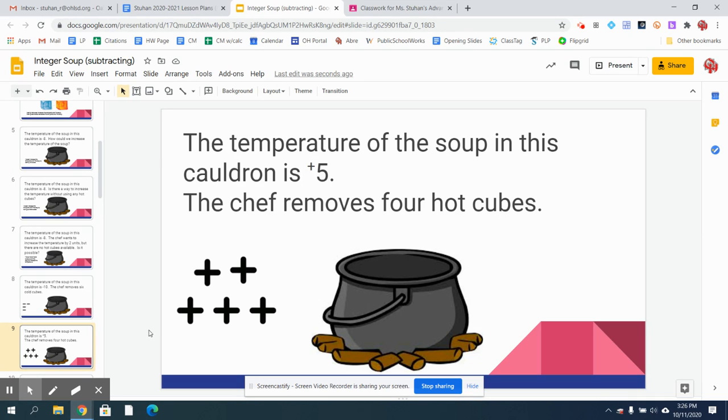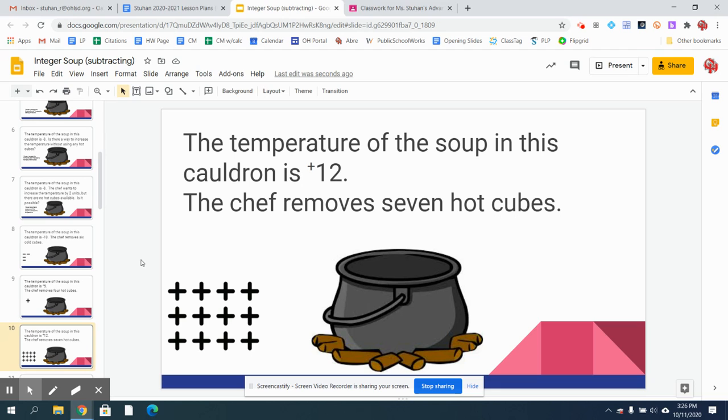This soup, the temperature is +5. If the chef removes 4 hot cubes, 1, 2, 3, 4, the temperature of our soup is going to be +1. So again, we can use our counters to subtract integers just like we used counters to add integers. Now, there's going to be a little twist here.